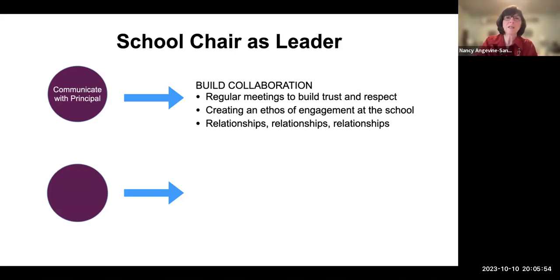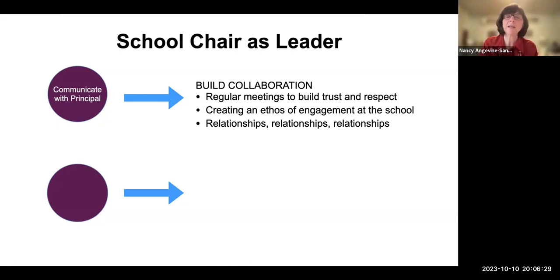What do you think about this? I was thinking about going this way. Do you think that would be a good idea? What are you hearing and how can we work together to fix it? You want, with your principal, to create an ethos, a practice of engagement that goes throughout the school. And it's all about relationships, relationships, relationships. If you don't have a good relationship with your principal, with your council members, with the parents and caregivers in your school, with the teachers, with the students, you cannot have engagement.